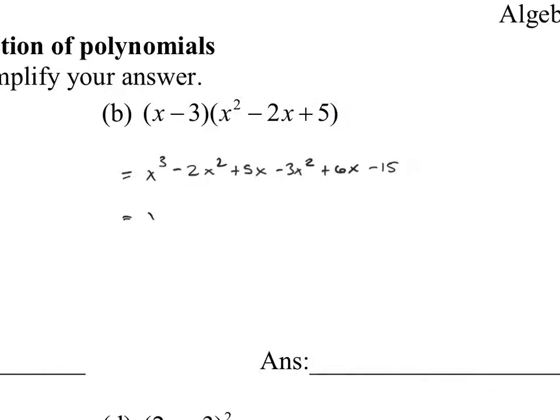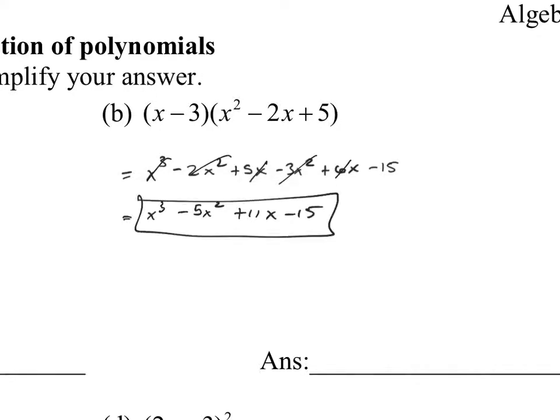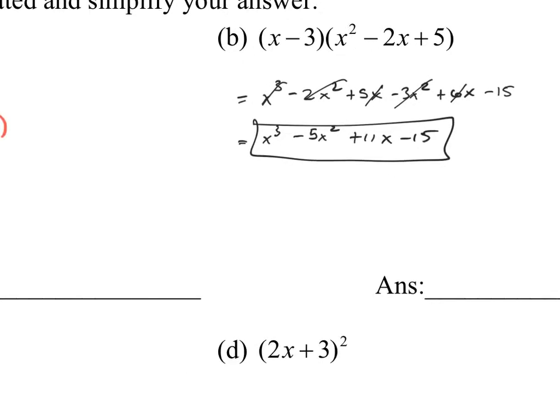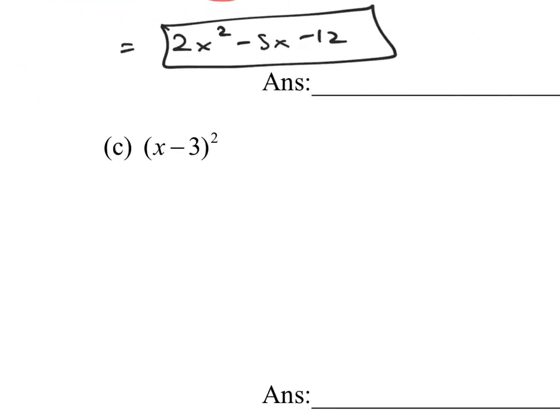We have our x cubed, that one's gone. Okay, I'm going to combine my x squared terms. I have a minus 2x squared and a minus 3x squared would give me a minus 5x squared. I have a 5x and a 6x, which would be my plus 11x. And then I have my minus 15. Again, no further simplification needed. We've combined all like terms. We've written it in descending order, so our final answer is x cubed minus 5x squared plus 11x minus 15. Let's keep on moving on to the next problem.